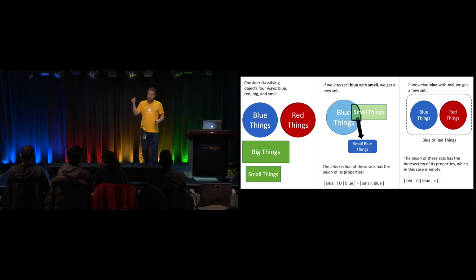And then if we union, like for example, blue and red things, we get a new set. But the properties of that subset would be empty, because there's literally no intersection there. So red or blue would be an empty set of properties. This could be surprising, but it actually makes sense, hopefully, after this one.